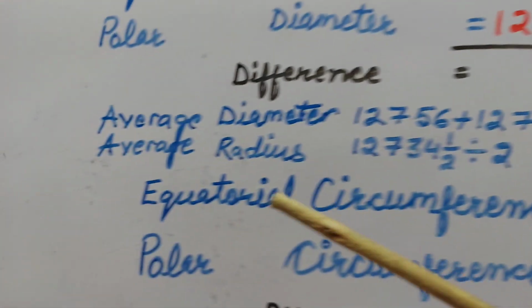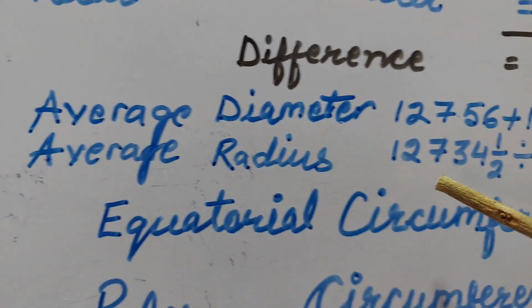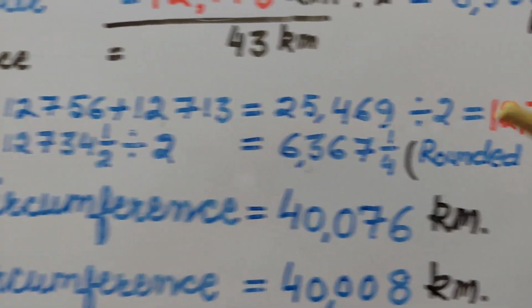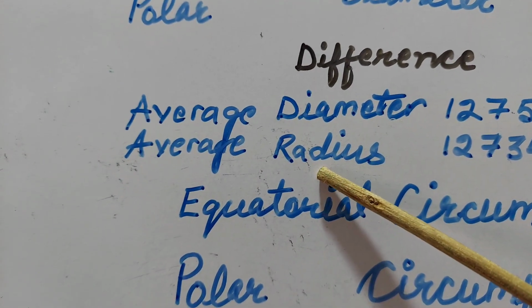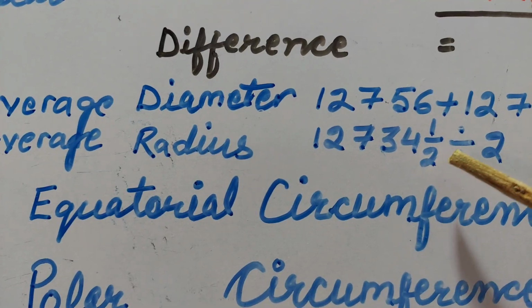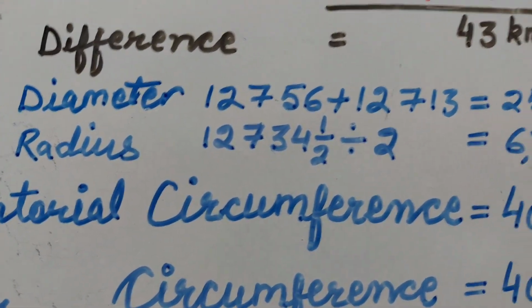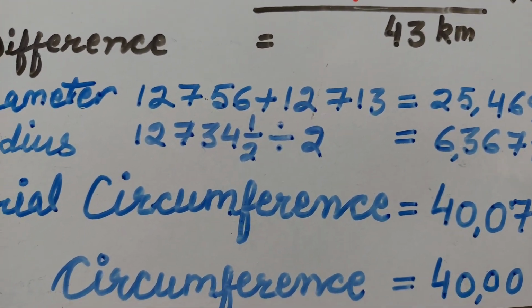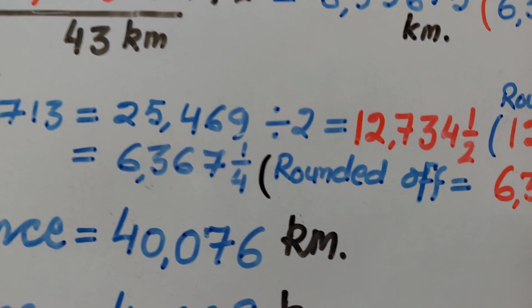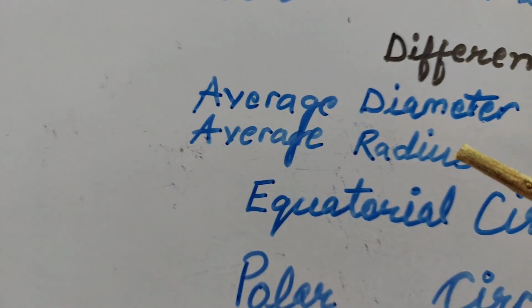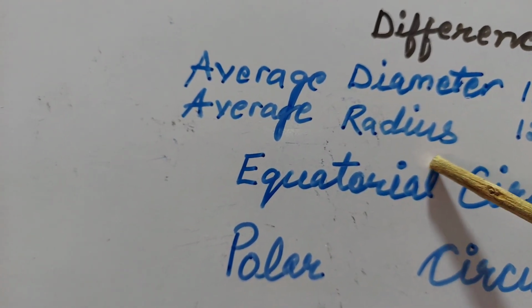12,735 kilometers. And if we take the average radius of the earth, we take 12,734 and a half divided by 2, which is equal to 6,367 and a quarter. Rounded off, it becomes 6,367 kilometers. This is the average radius of the earth.